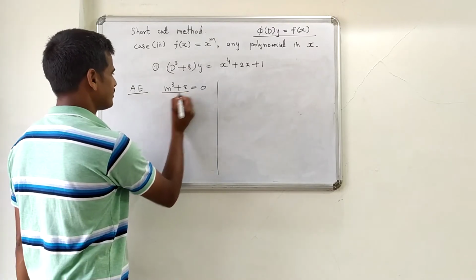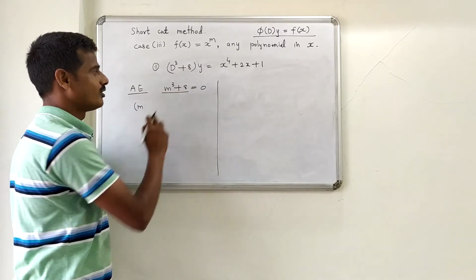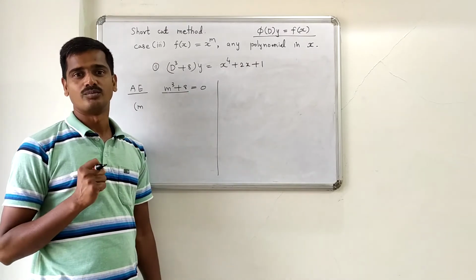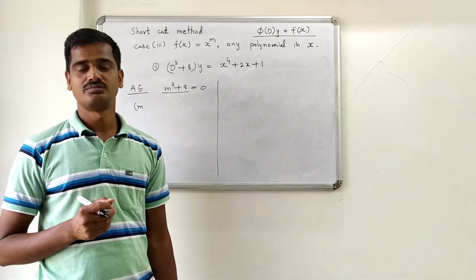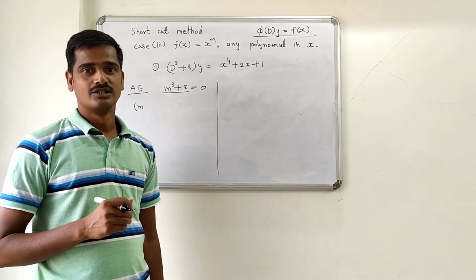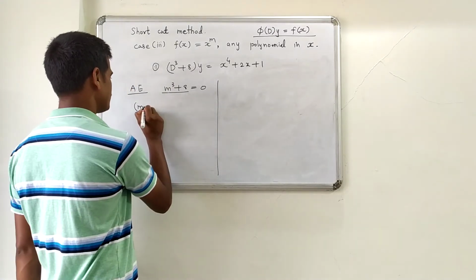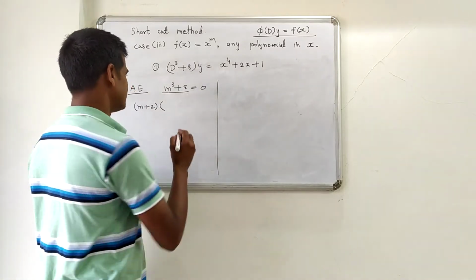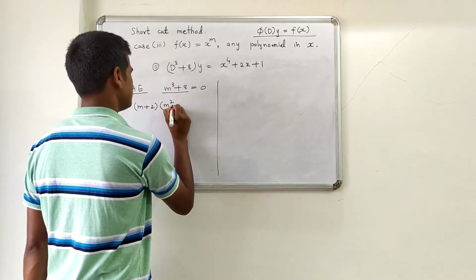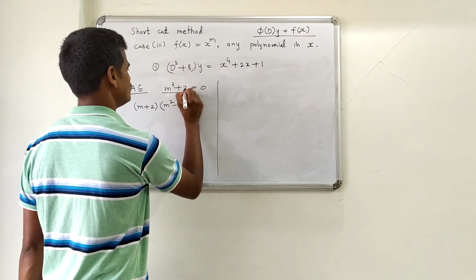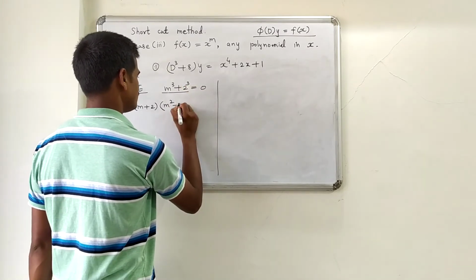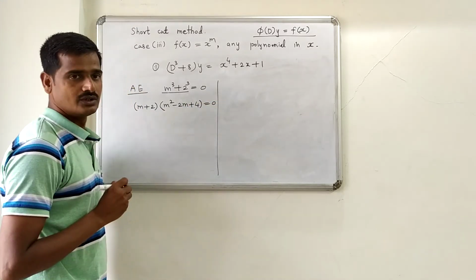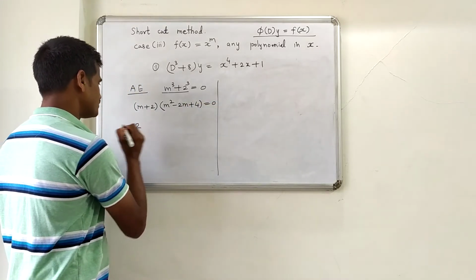Now what are the factors of this? It is in the form of m cube plus 2 cube, that is a cube plus b cube. So what are the factors of a cube plus b cube? What is the expansion? It is a plus b times a square minus ab plus b square, so I write here m plus 2, and m square minus 2m plus b square, that means 4, is equal to 0.